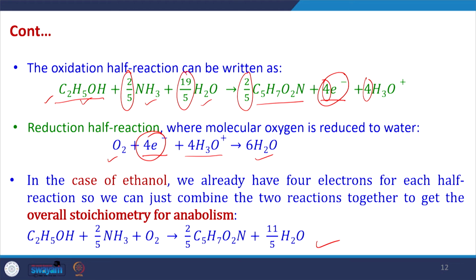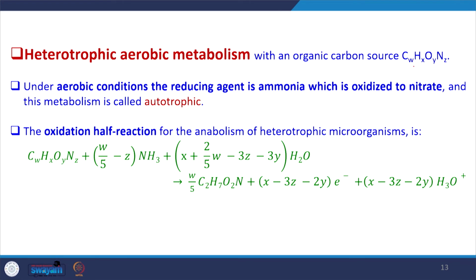So, this is the stoichiometry of ethanol with respect to aerobic metabolism by heterotrophic microorganisms. Similarly, consider heterotrophic aerobic metabolism with a general organic carbon source, which is CwHxOyNz. Remember, we will be using this formula a lot throughout this section. So, under aerobic conditions, the reducing agent is generally ammonia, which is oxidized to nitrate, and this metabolism is called autotrophic. So, this is there.